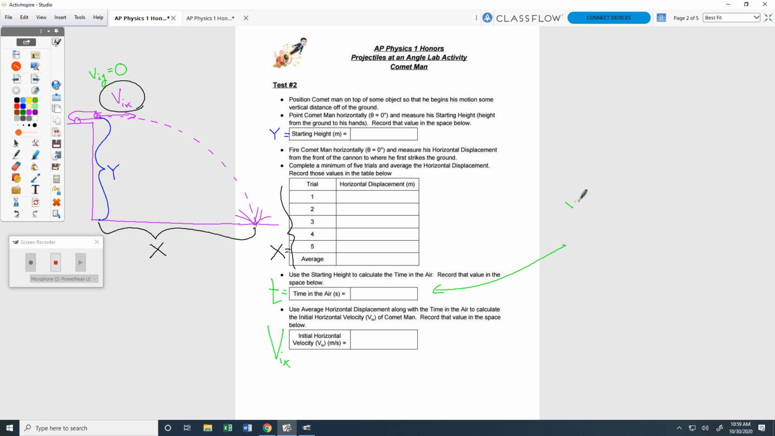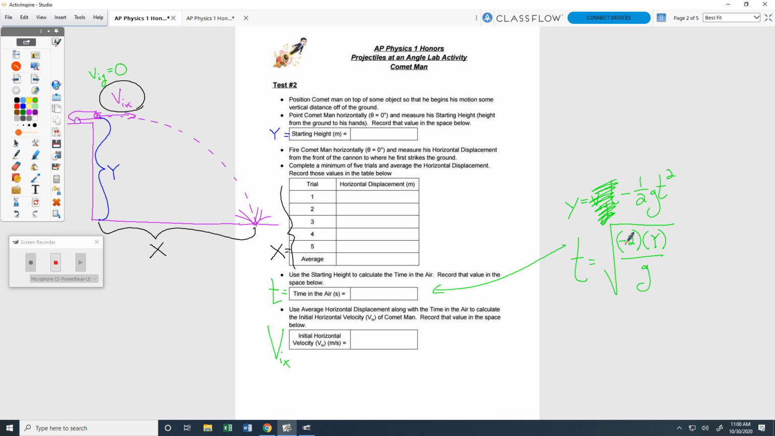We took this equation, Y equals ViyT minus 1/2 gT squared. Since Viy is 0, this part disappears, and we can rearrange this to solve for time. So time was the square root of negative 2 times your Y, so I'm multiplying by the 2 there, all divided by g. Now the negative sign is to indicate that he's going down.